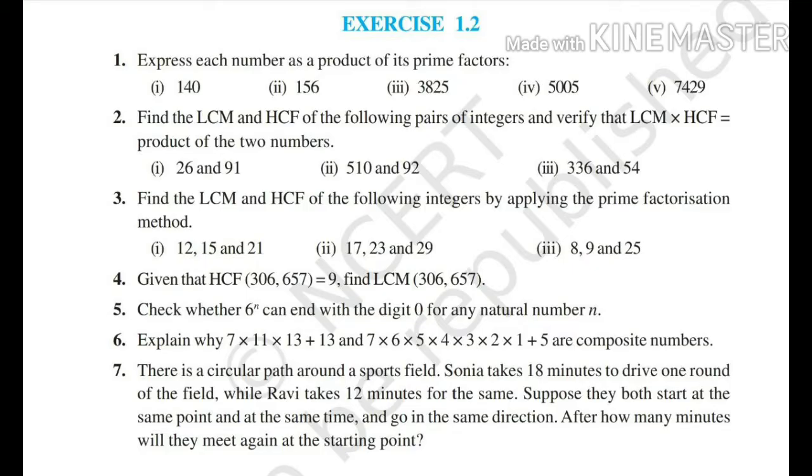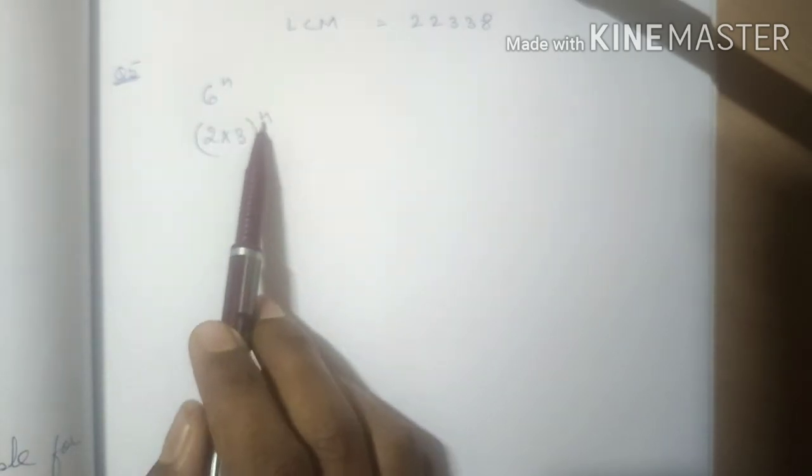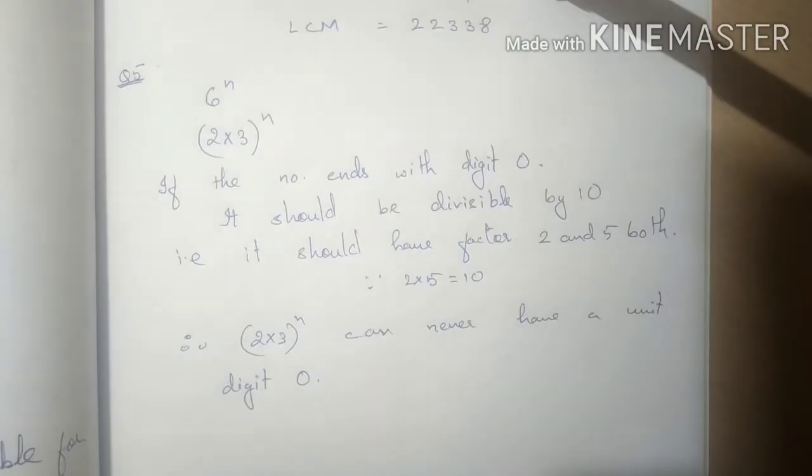Okay. Now in this question we need to check whether 6 to the power n can end with the digit 0. So 6 to the power n can be written as 2 into 3 to the power n, right? So any power of 6 will give us that many 3s and that many 2s, right?